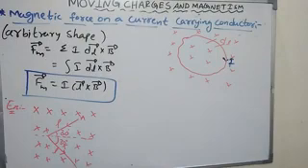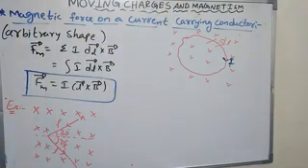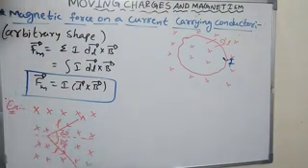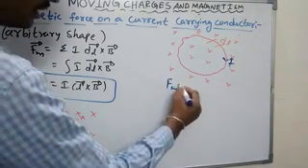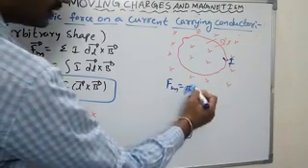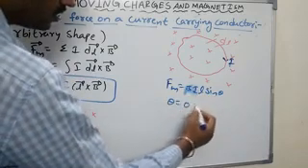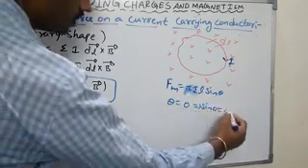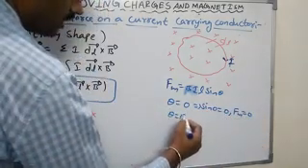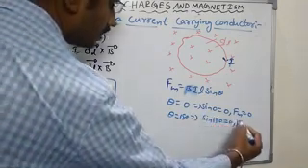Dear students, just now we understood the magnetic force on a current carrying straight conductor. What is that formula? Fm is equal to BIL sin theta, correct? We understood that if theta is equal to 0, sin 0 is 0, so the magnetic force is equal to 0. If theta is equal to 180, then sin 180 is also 0, so the magnetic force is 0.